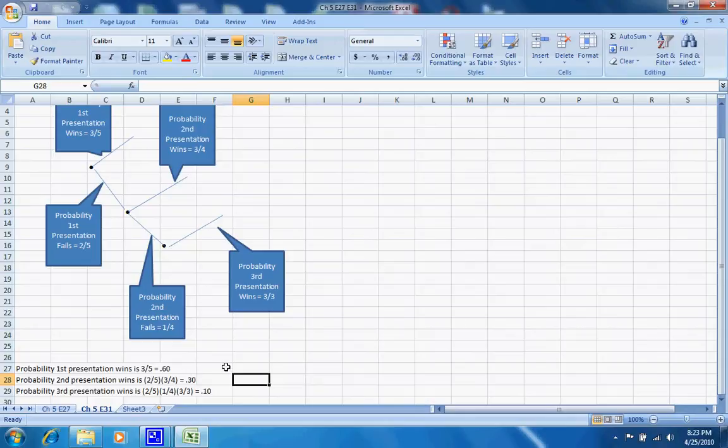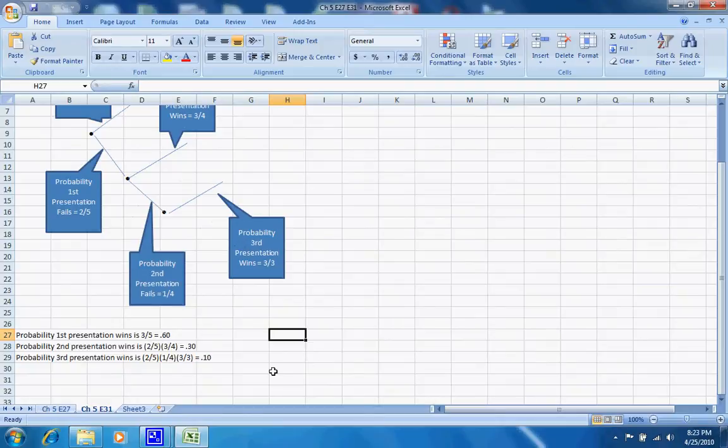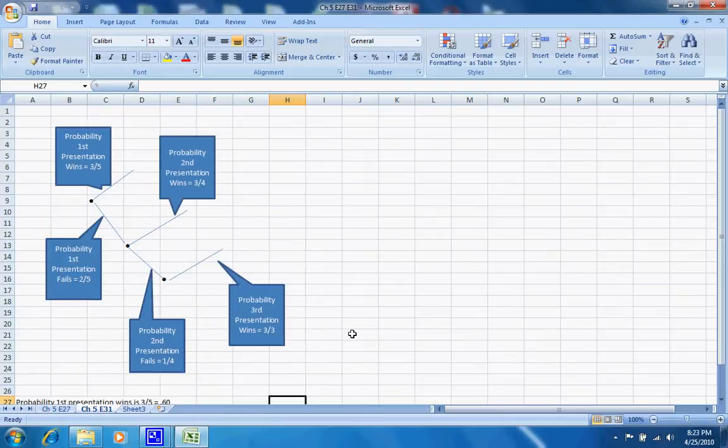And if we add up those probabilities, we'll see that 60 plus 30 plus 10 is 100%. So there's a 100% likelihood that one of the first 3 is going to have a successful presentation. All right, so that's the conclusion of exercise 31 in chapter 5.